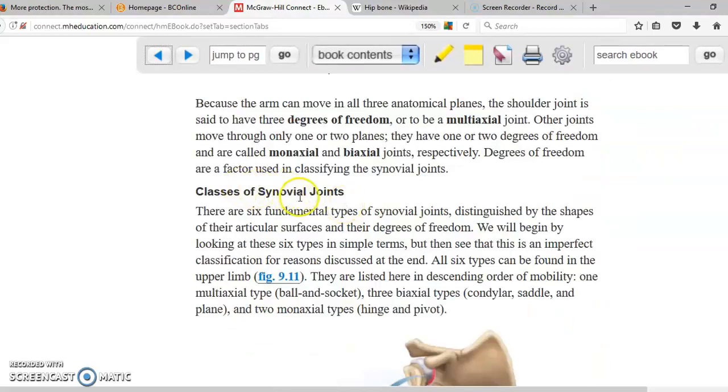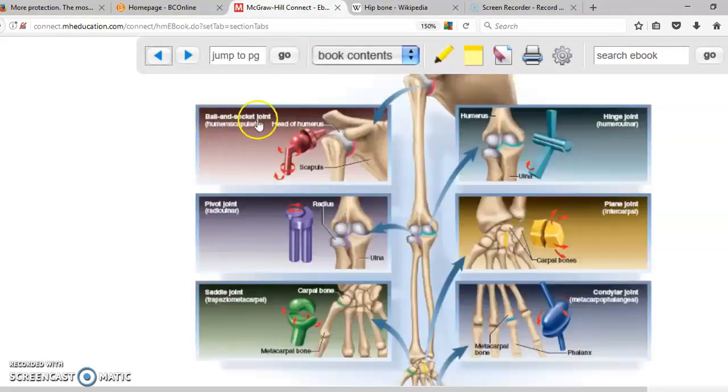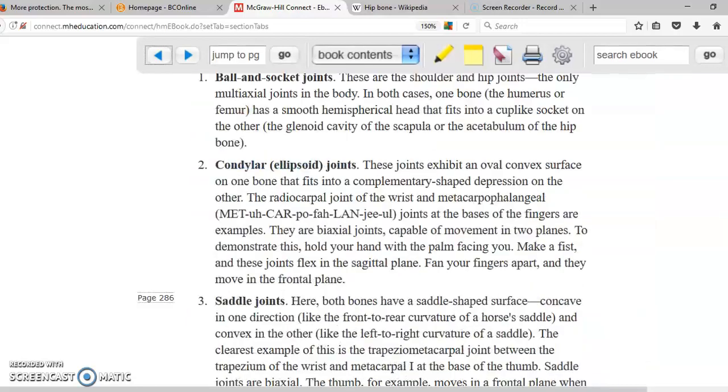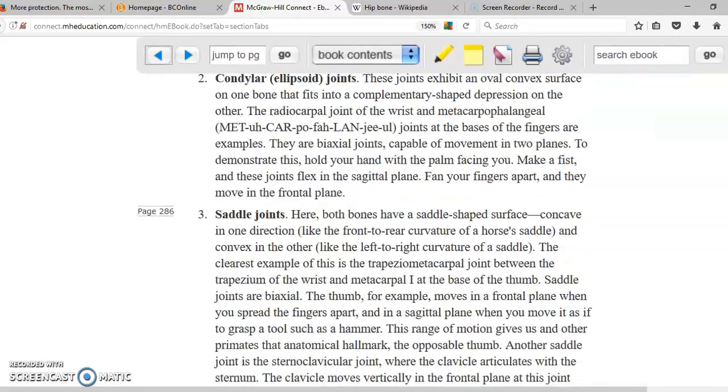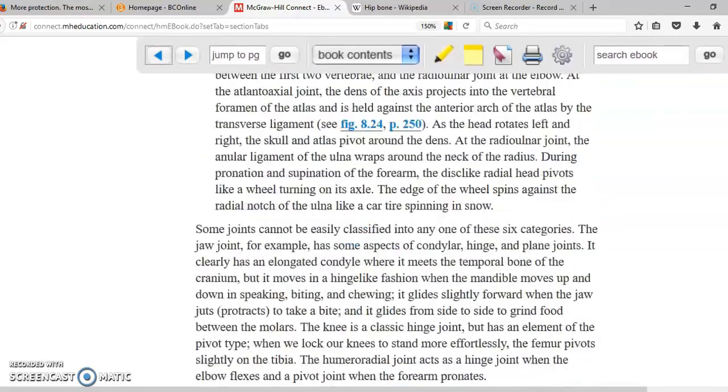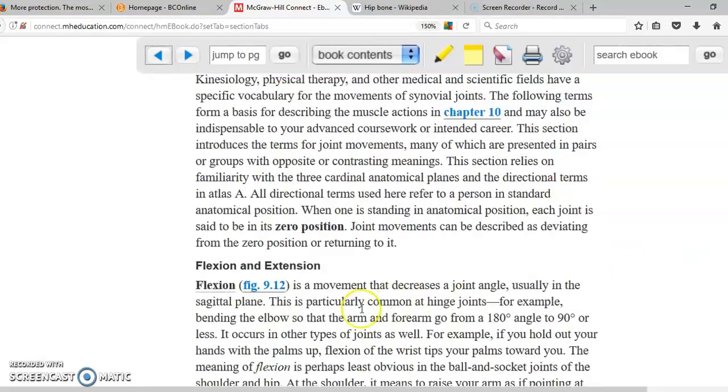The classes of joints exist because the bones have different shapes. What types of synovial joints do we have? Ball and socket. You have examples in here. Pivot joint, saddle, hinge, plane joint, condylar joint. And what do you achieve with these joints? Different types of movements.